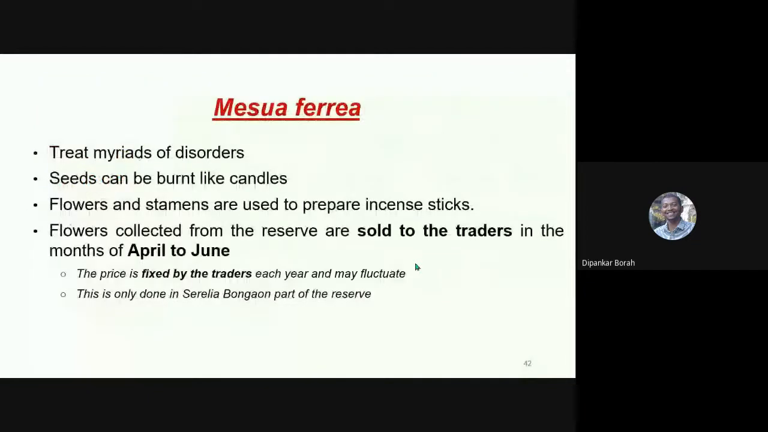The second species that has been prioritized is Mesua ferrea. It treats a myriad of disorders. The flowers and stamens are used to prepare incense sticks. The flowers are collected from the reserve and sold to the traders in the month of April to June. The price is fixed by the traders each year and may fluctuate. This is only done in Serilia Bongaon part of the reserve.